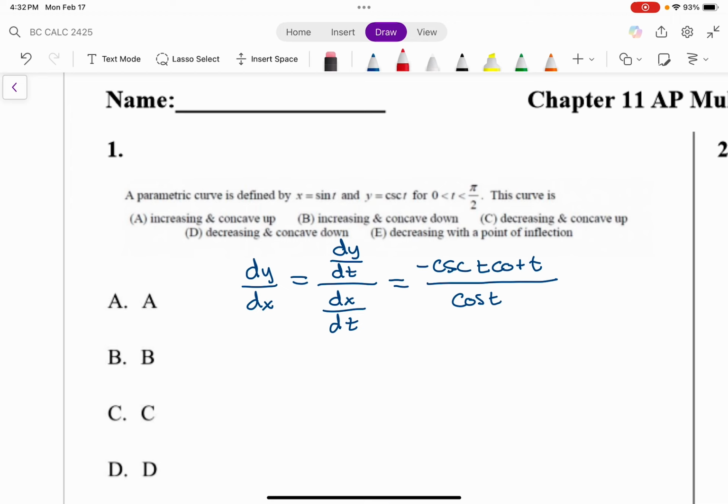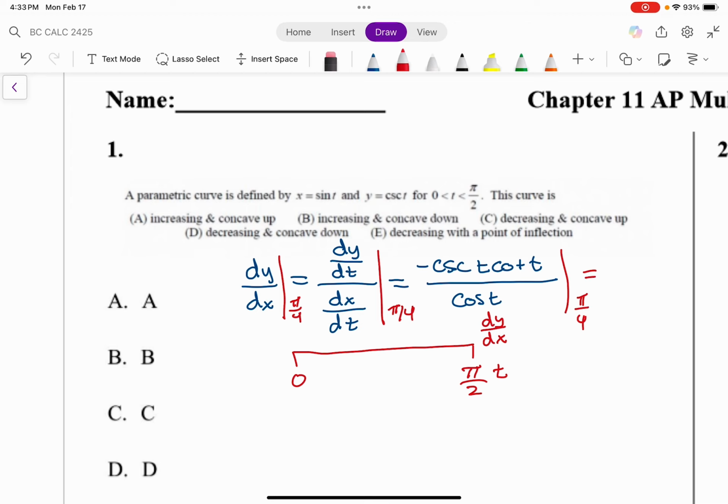So you can kind of use the fact that the behavior must not change on that interval. Otherwise, they couldn't be asking this question to begin with. So we should maybe plug in a number like pi over 4, and then see whether it's positive or negative, and that should tell us the increasing, decreasing part.